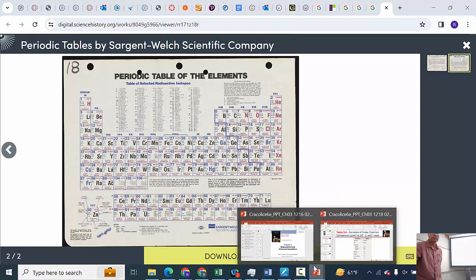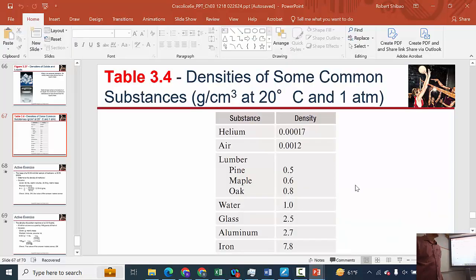If you bought the paper edition of our textbook, it has periodic tables that you can use, which are pretty handy. This one's not allowed on tests, unfortunately.